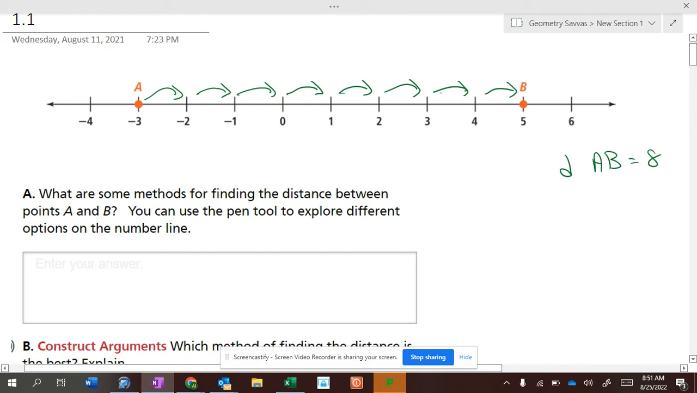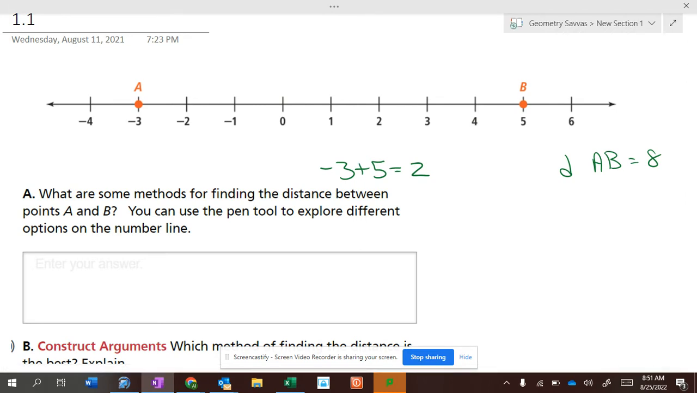Okay? Besides counting, because counting might be really tedious if it's like 46 away from each other, what's another method we can use? Yes, sir. Add A and B together. Whatever those numbers are, add them together. So negative 3 plus 5 equals 2. Is that the distance in between them?